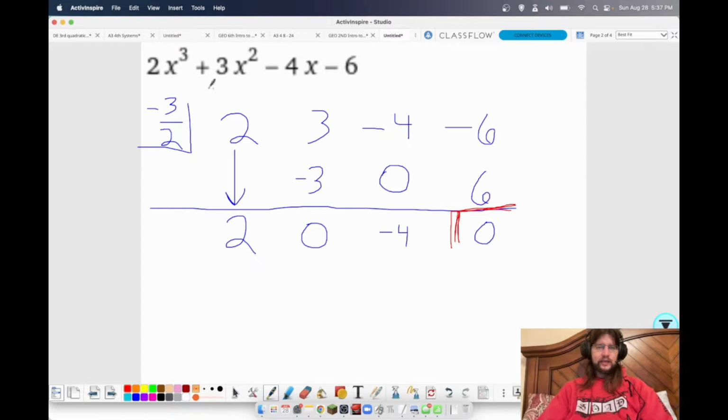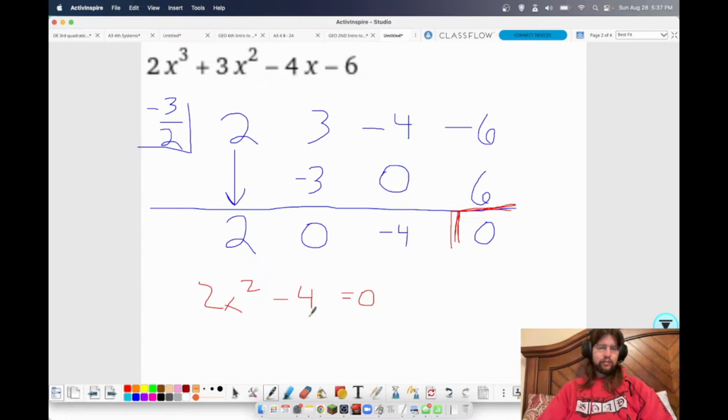So if I divide this polynomial right here by negative 3/2 synthetically, then we should get a nice quadratic polynomial out of it. If it was cubic, it's going to reduce to quadratic. So this becomes 2x squared, no x's, minus 4. And again, we can set that equal to 0. And since it is a quadratic, mode 5-3 to solve that.